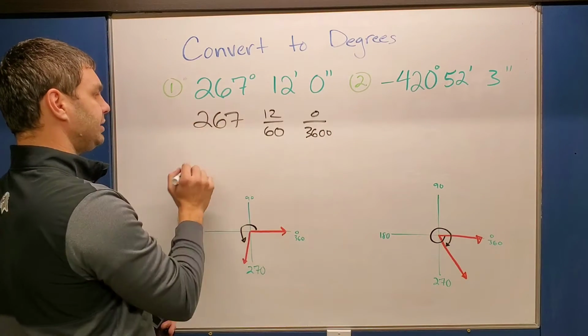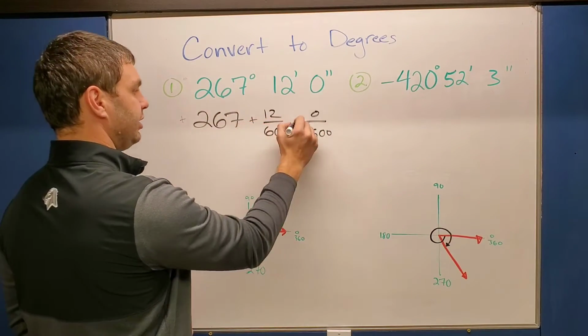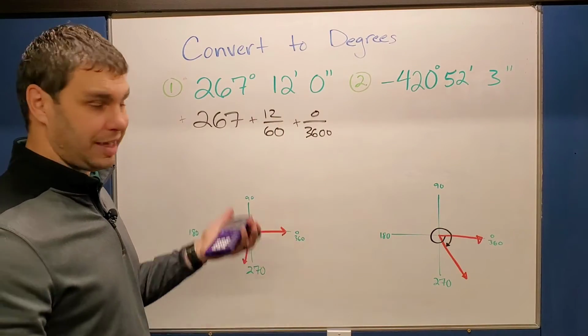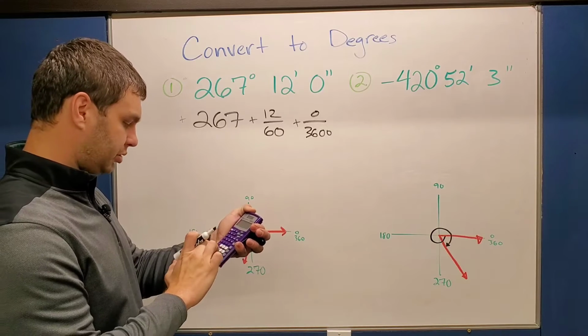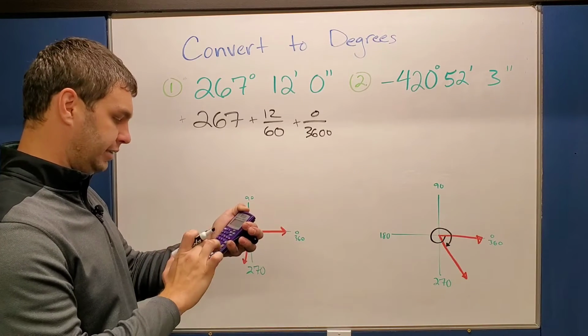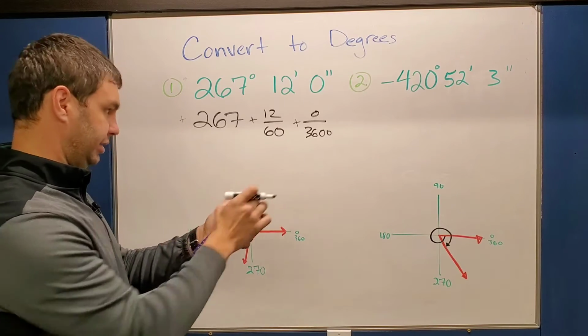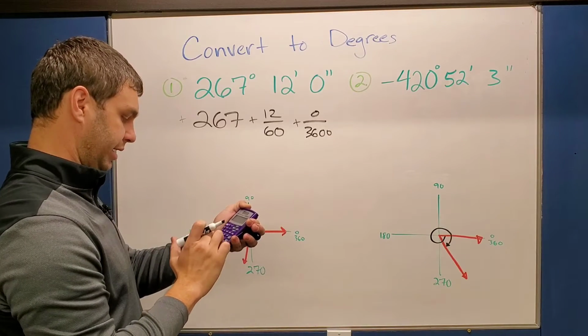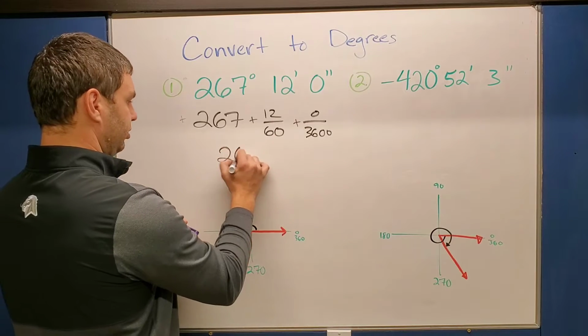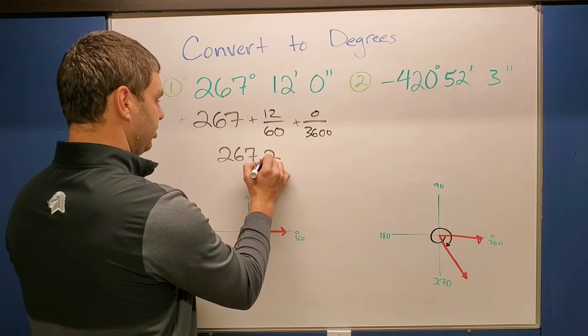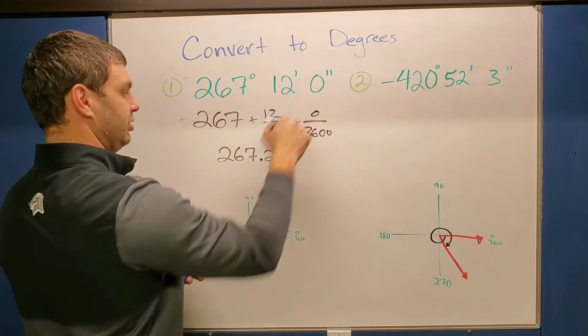And since this is positive, all of our signs in here are going to be positive. So in the calculator, what you have to do is 267 plus 12 divided by 60. You can do this all in one line, plus, and then this next one's not going to do anything for me, but 0 divided by 3,600. Okay, and what this gives me is just 267.2, and this is all going to be in just degrees.